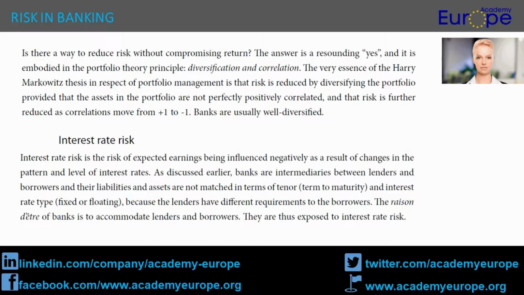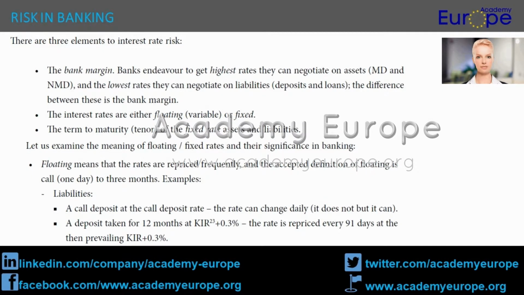As discussed earlier, banks are intermediaries between lenders and borrowers, and their liabilities and assets are not matched in terms of tenor, term to maturity, and interest rate type, fixed or floating, because the lenders have different requirements to the borrowers. The raison d'etre of banks is to accommodate lenders and borrowers. They are thus exposed to interest rate risk. There are three elements to interest rate risk.